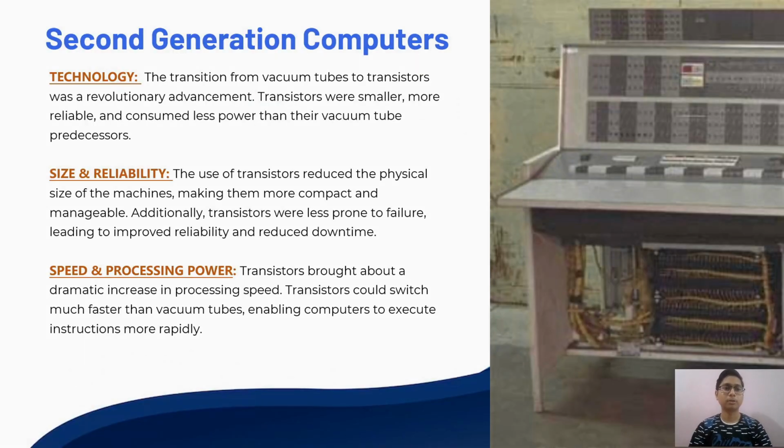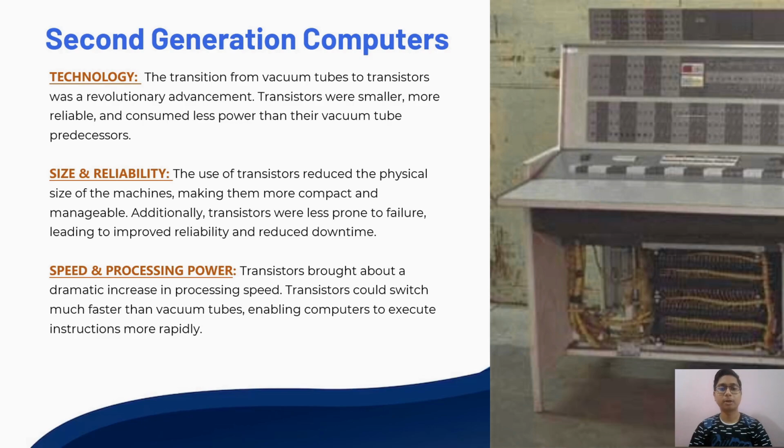Second generation computers. The technology used in second generation computers was transistors, used in place of vacuum tubes. They were smaller, more reliable and consumed less power. Talking about size and reliability, they reduced the physical size of the machine, making them more compact and manageable.